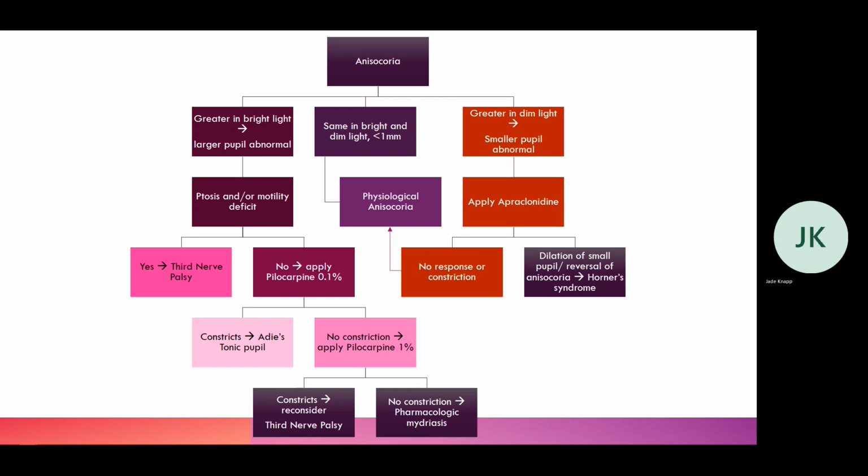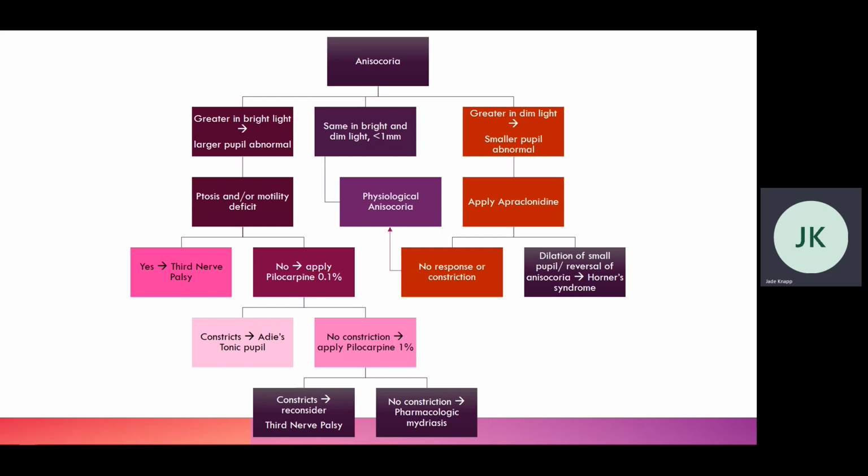So if the small pupil is affected, it's worse under dim light conditions. The reverse is true if the big pupil is affected. If the big pupil's the abnormal one, it's going to be worse under bright light conditions because it's not constricting, right? If there's no difference between light and dark, that's physiological. You just happen to have pupils that aren't symmetric, okay? So that's our starting point. You examine them under dim conditions, you examine them under light conditions.